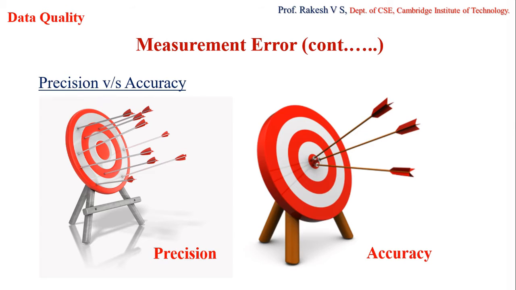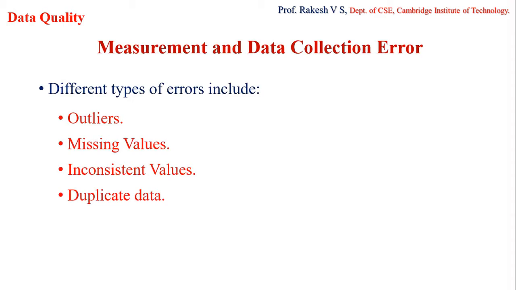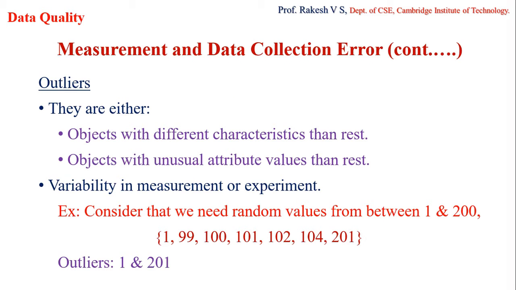Next, let us move to the errors due to both measurement and data collection. This type of error, measurement and data collection error, includes four types: outliers, missing values, inconsistent values, and duplicate data. Let us first consider what an outlier is. Outliers are either data objects that in some sense have characteristics that are different from most of the other objects, or the value of an attribute that is unusual with respect to the typical values for that attribute. The cause for this is the variability in the measurement or experimental error.